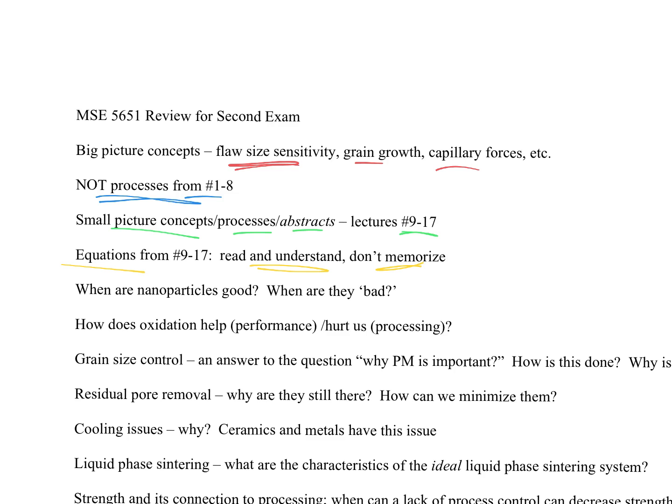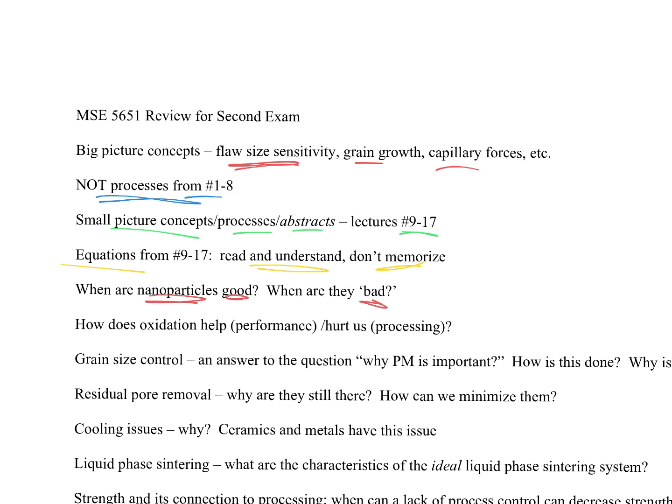And certainly, the rush to nano for everything, when are they good and when are they bad? They're introduced for good reasons, but they can cause complications, certainly. That rush to make everything smaller means that there are issues with the process sensitivity that are caused by the presence of those small particles. And so that's something that can be an issue going forward.